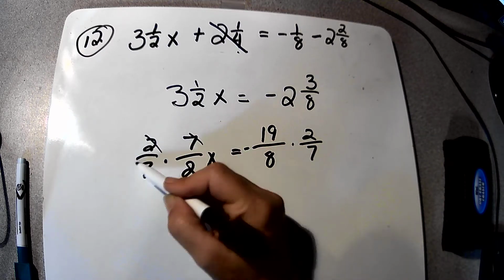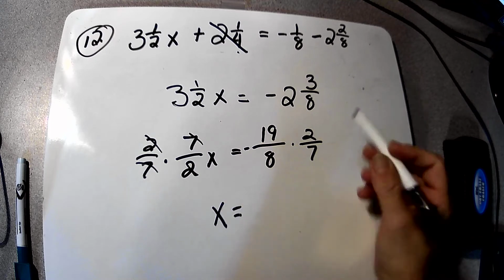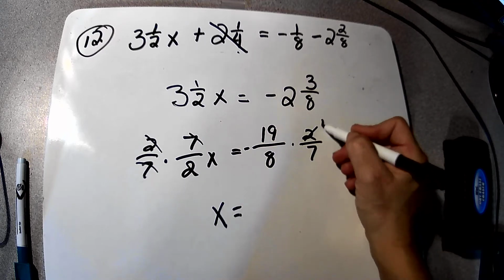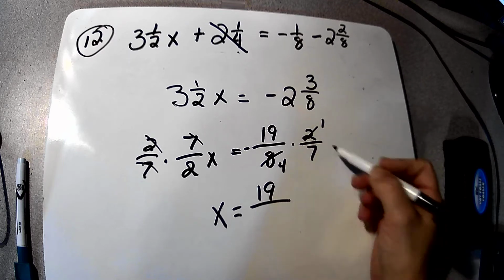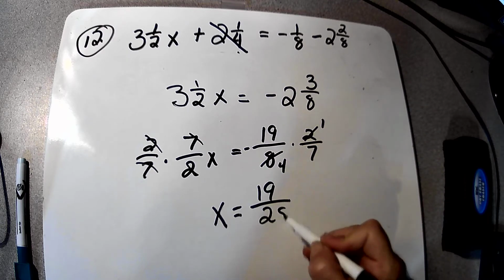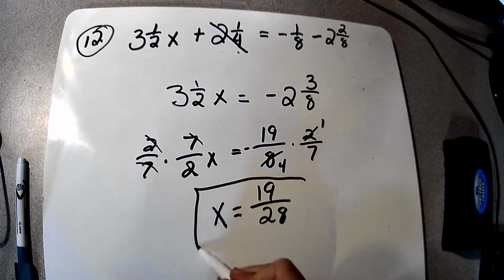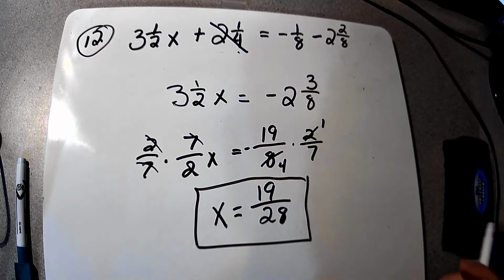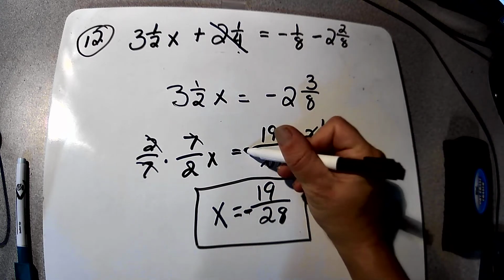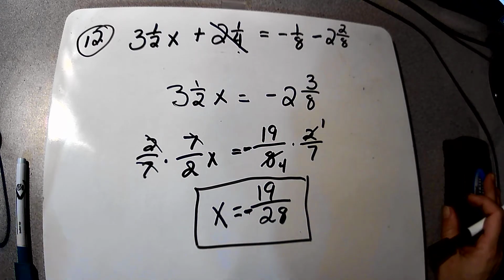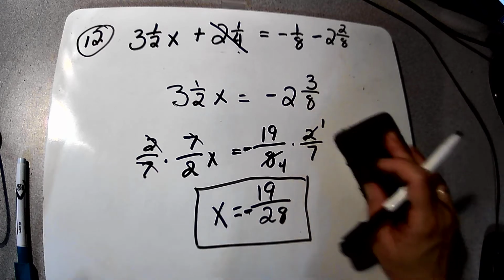These cancel, and we have x equals, now we just have to multiply right here, we can cancel. 19 on the top and then 7 times 4 is 28, and that's the answer. X equals 19 over 28. Oops, it's negative 19 over 28. So we have a negative right here. Alright, we'll try one more.